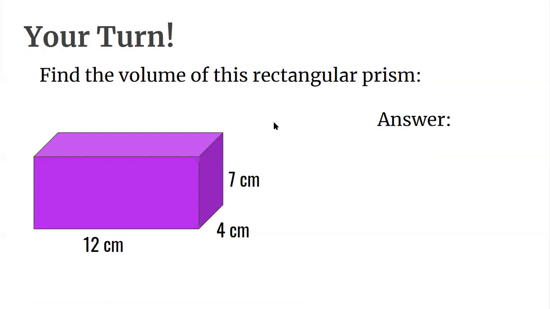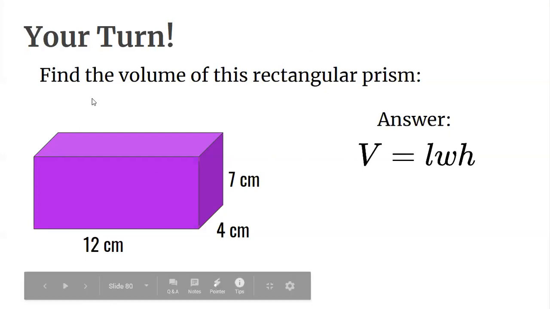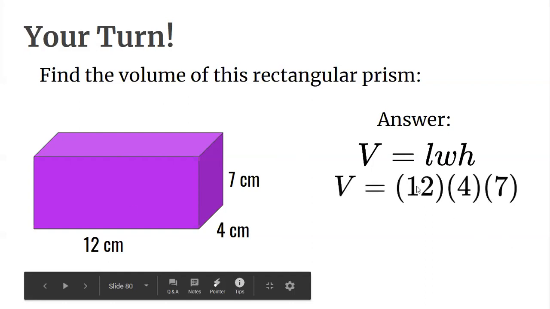Here are the answers. First I start off with volume equals length times width times height. Remember that the formula volume equals s cubed does not apply to this rectangular prism because all the sides are not equal. So we get volume equals 12 times 4 times 7. Once you multiply all of them together, you should get 336 centimeters cubed.